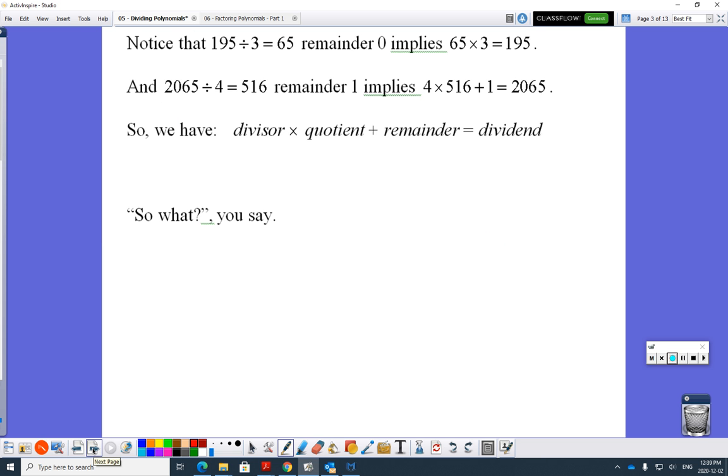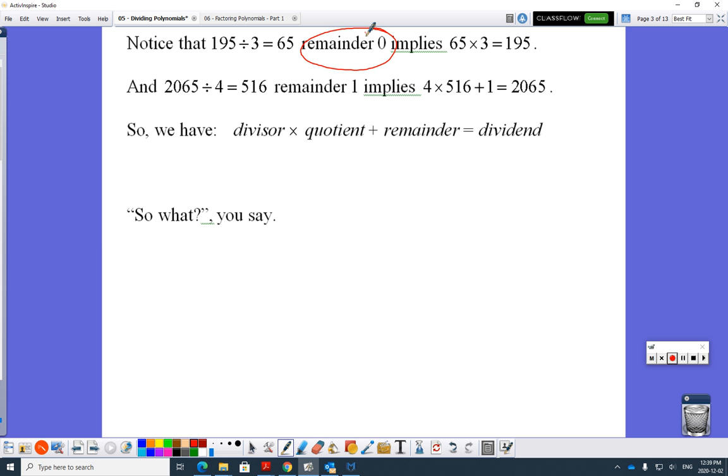Notice that 125 divided by 3 equals 65. That was the first question I did. And I found out that 195 divided by 3, remainder 0, implies that 65 times 3 equals 195. I'm going to totally give away what the big plan is here. When that came out to remainder 0, and this will really help you on the assignment, there's an aha moment in the assignment, and it's laying right here already. When it comes out to remainder 0, I've factored 195 into 65 and 3. That's the big deal here.